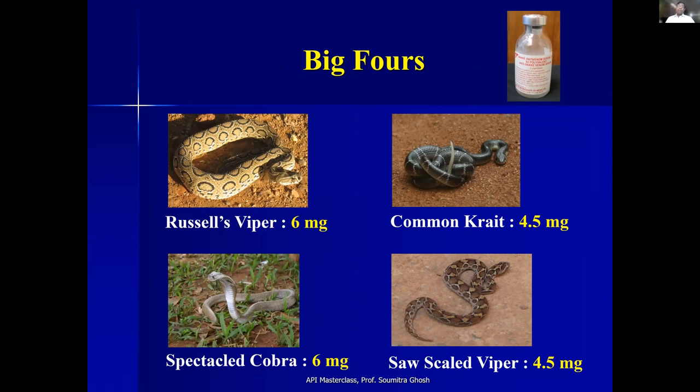It is written that this polyvalent vial of 10 ml can neutralize Russell's Viper 6 milligram, Spectacled Cobra 6 milligram, Common Krait 4.5 milligram, and Saw-scaled Viper 4.5 milligram. So this is the constituent of this polyvalent serum. These are the common four snakes. If the snake is different from these, if it is a pit viper or something else, then this polyvalent serum will not work.